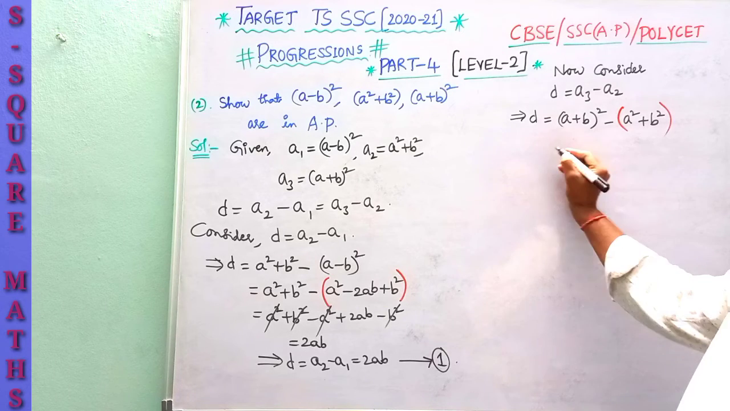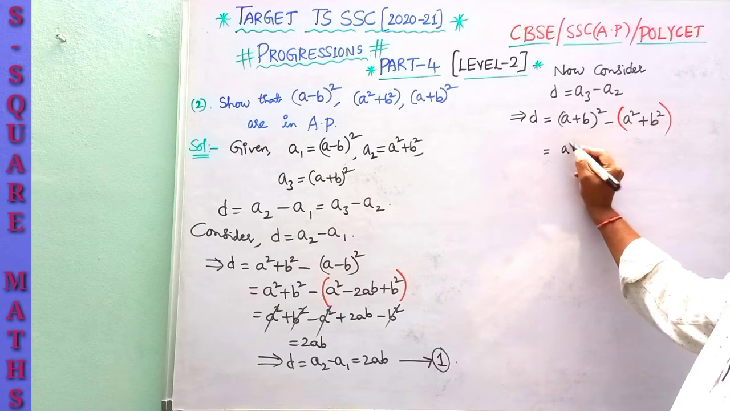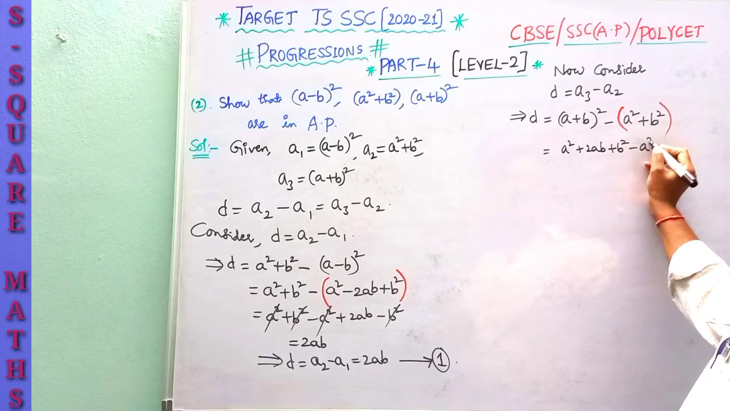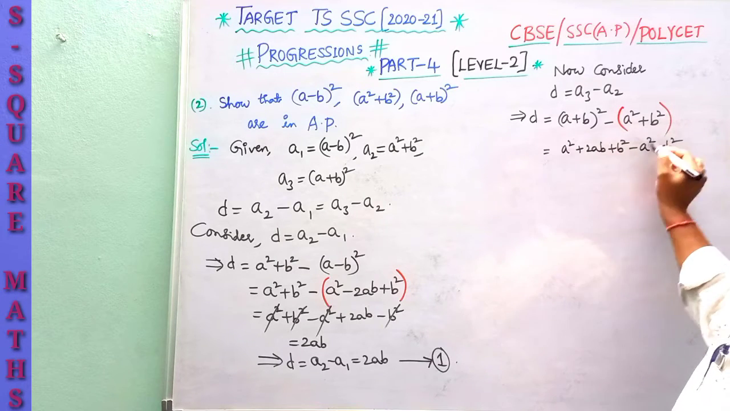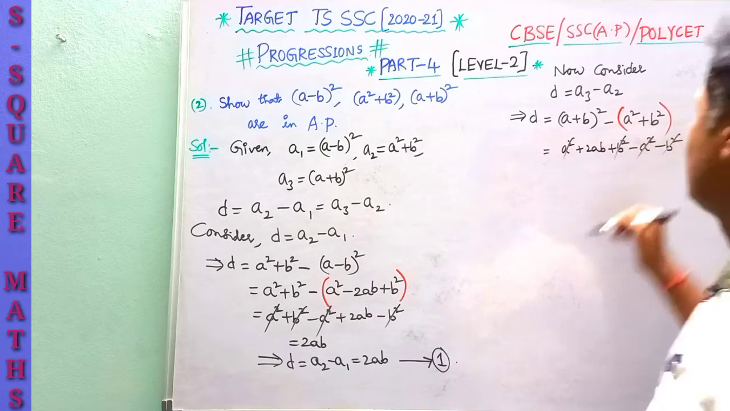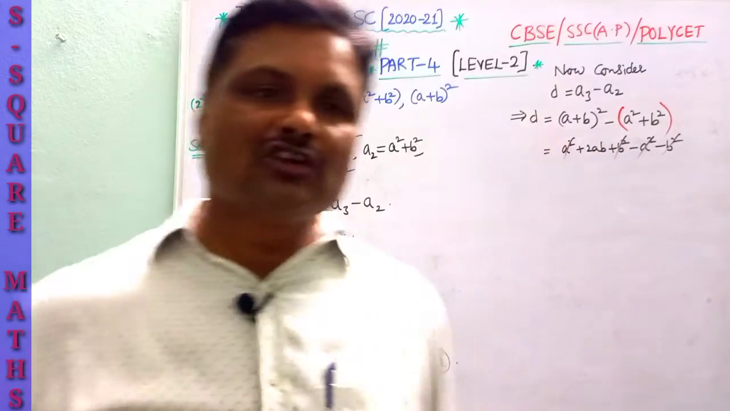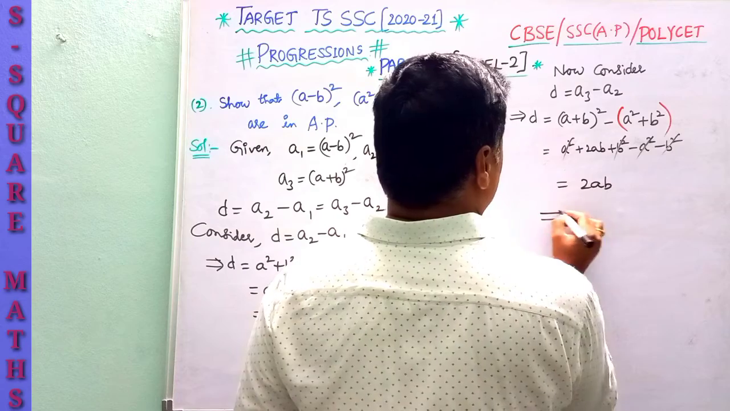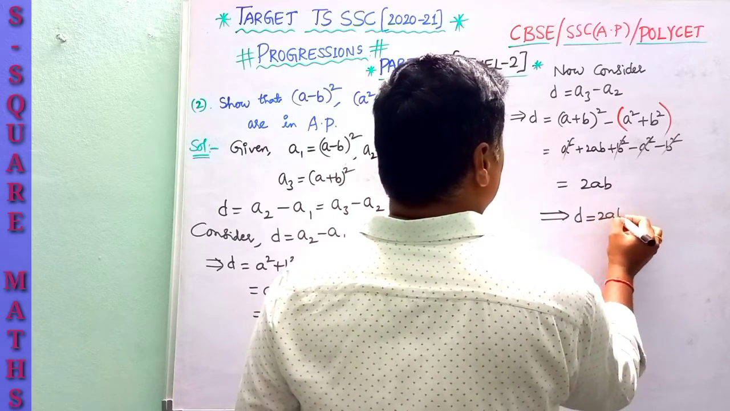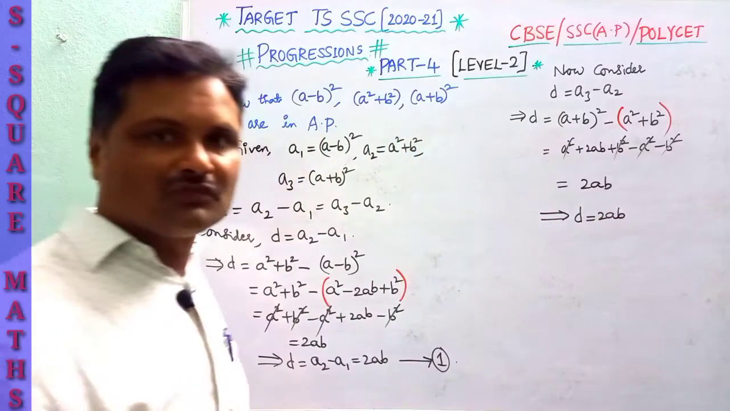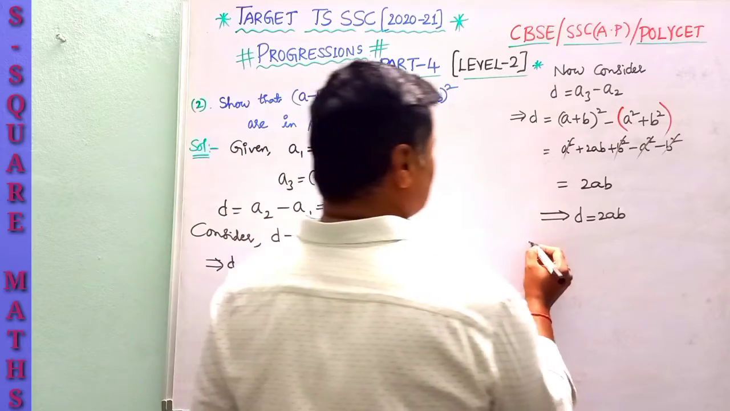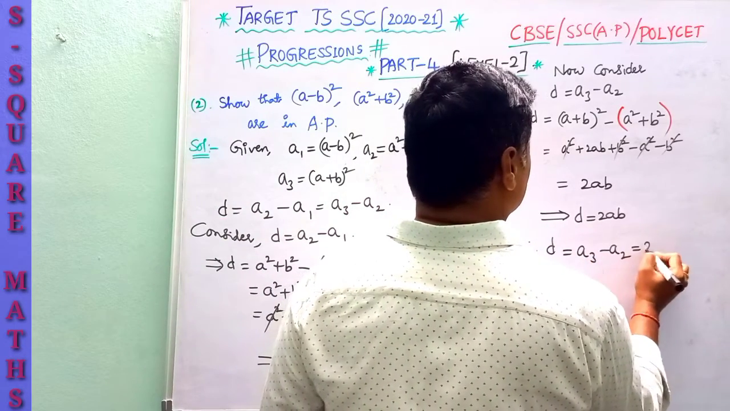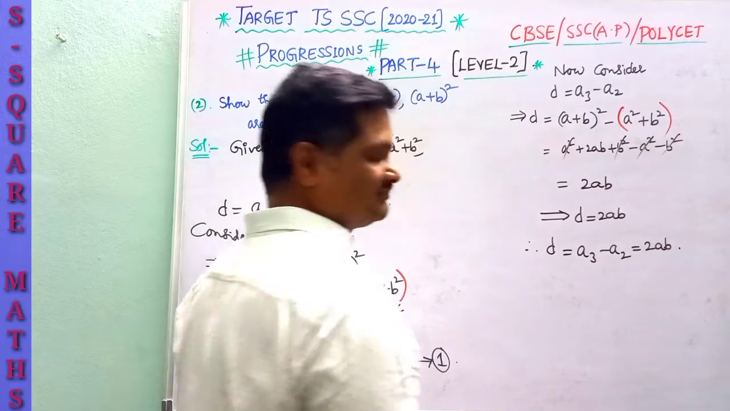So now expand in the form of (a plus b) whole square. So a square plus 2ab plus b square minus a square minus b square. So minus a square, plus b square minus b square. So the leftover part is nothing but 2ab. So this implies d is nothing but our 2ab. Okay. So therefore, again now our d is nothing but a3 minus a2, which is equal to 2ab.